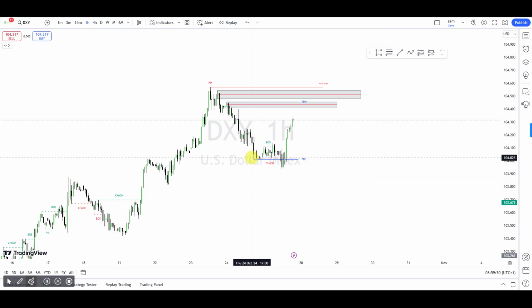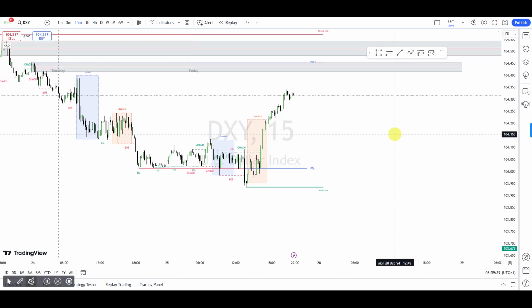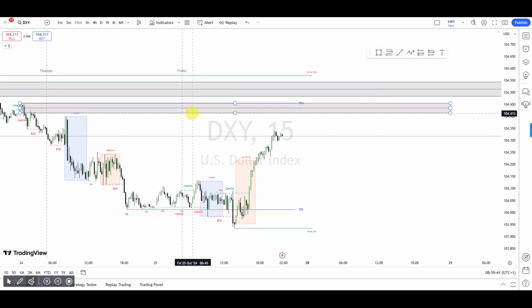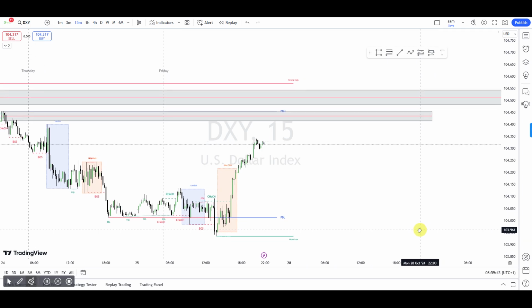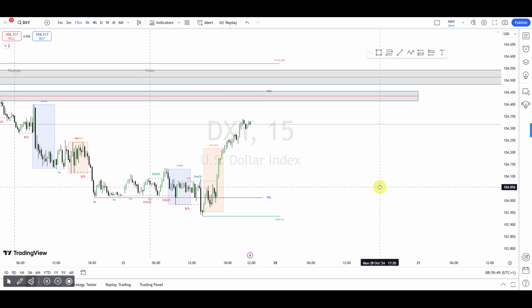You can see how the market sprang into this previous low and then picked it all the way up. That is what we call a liquidity pool. So on my 15 minutes, which is where I'm looking towards taking a trade, I'm expecting this zone to be respected.